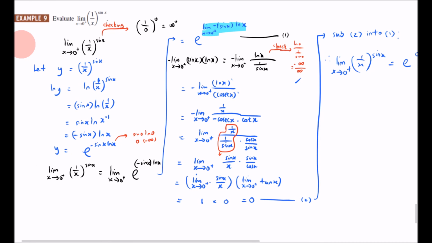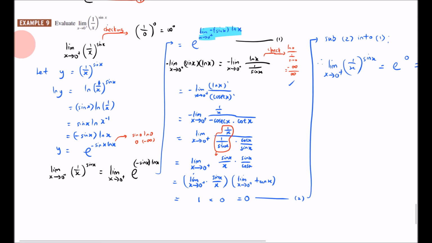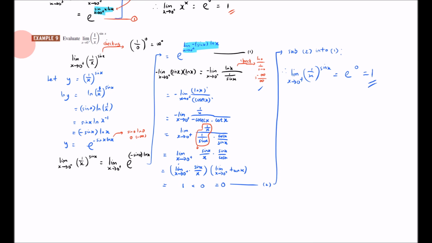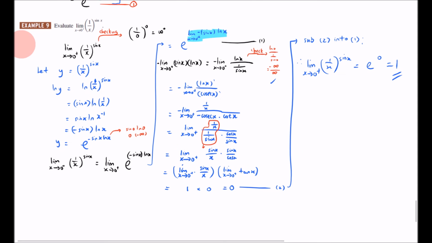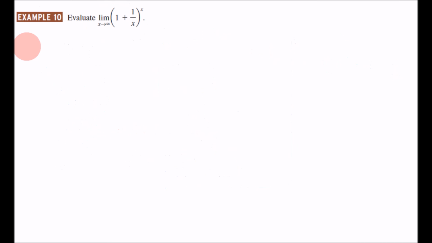So I hope you get the gist of it and are able to remember and apply the technique. Okay, I will go to example 10 now. So this is example 10, which is our last example for L'Hopital's Rule.